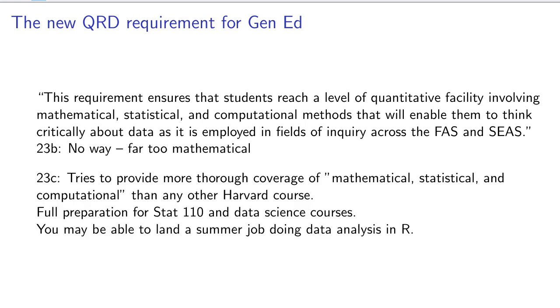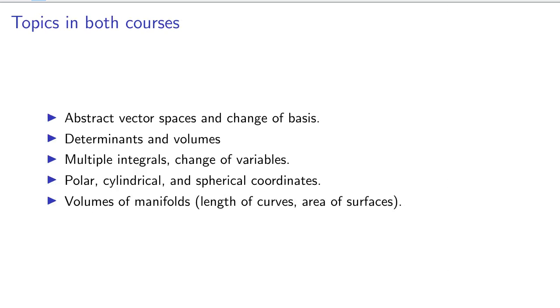In contrast, for Math 23C, my goal is to provide more thorough coverage of this requirement, covering mathematical, statistical, and computational than any other Harvard course. Last year, I asked people on the evaluation questionnaire how well it had done, and almost everyone strongly agreed it had done a good job in all three areas. If you go on and take a probability course like Statistics 110 or a data science course, you're likely to be much better prepared than your classmates, and a significant number of Math 23 students have been able to land summer jobs doing data analysis in R. Maybe you can also.